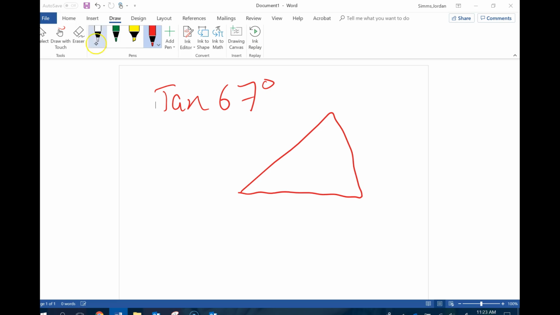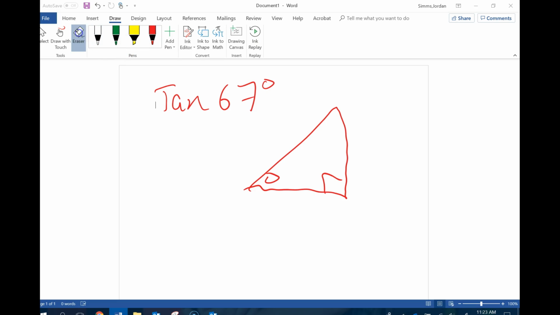Let's say we have a nice right triangle, or as right as I can make it. And we're given some angle right here. Let's say that's 67. I'm just going to put that in there. And drawing these out is a great way to visualize what's happening. So this angle right here is 67.